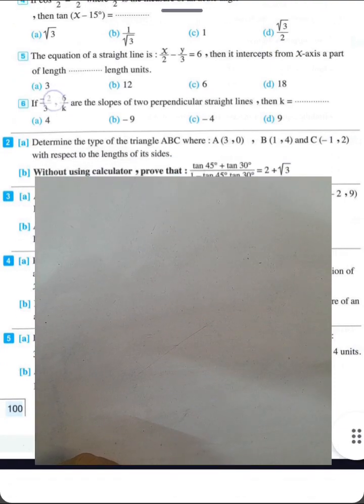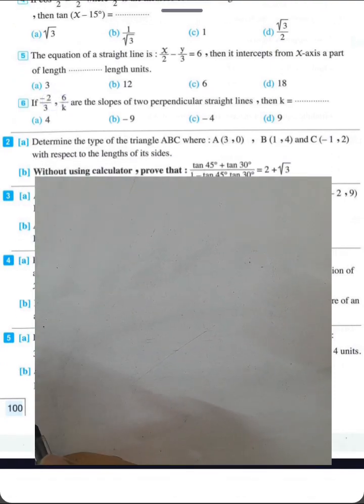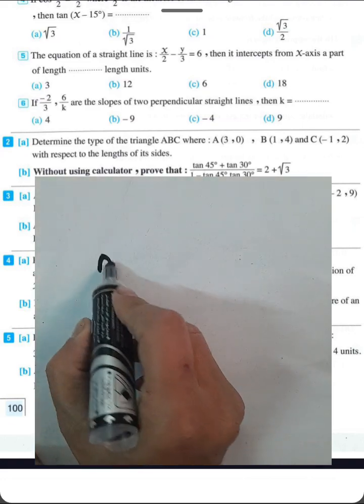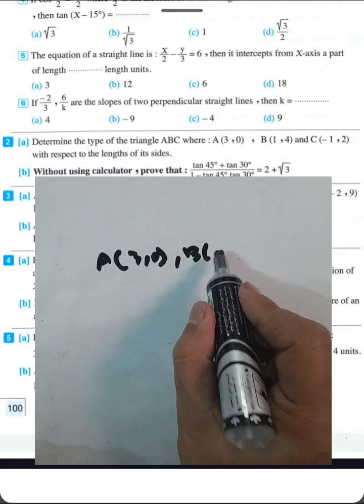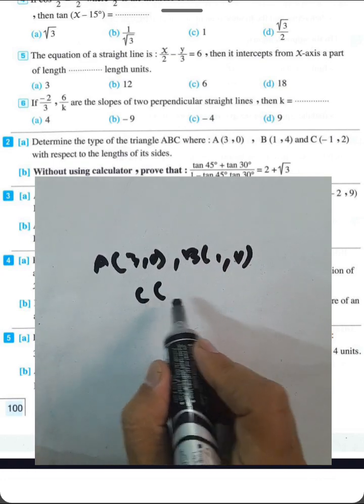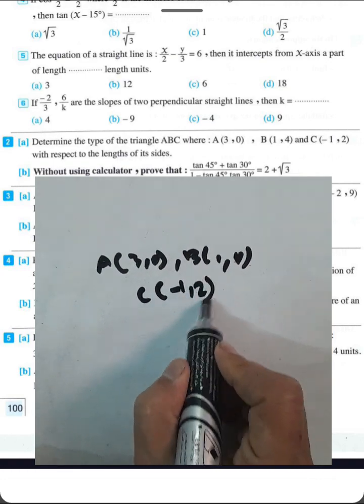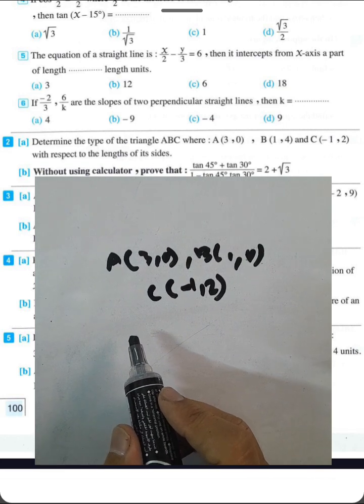K equals 4. Choose letter E about question number 6. Next example, question number 2. Determine the type of triangle. We have point A (3, 0), point B (1, 4), and point C (-1, 2), with respect to the lengths of each side.